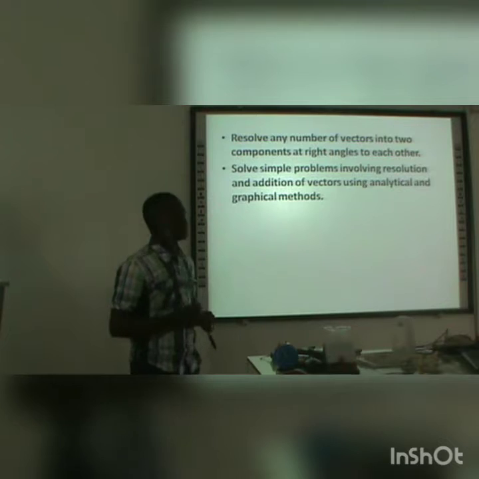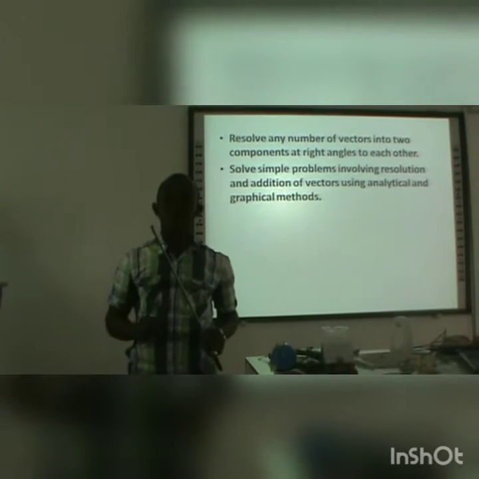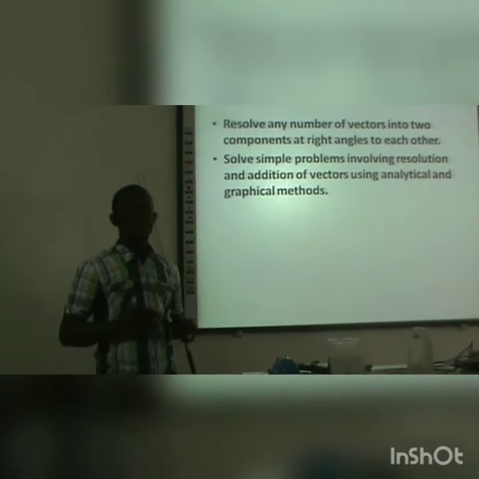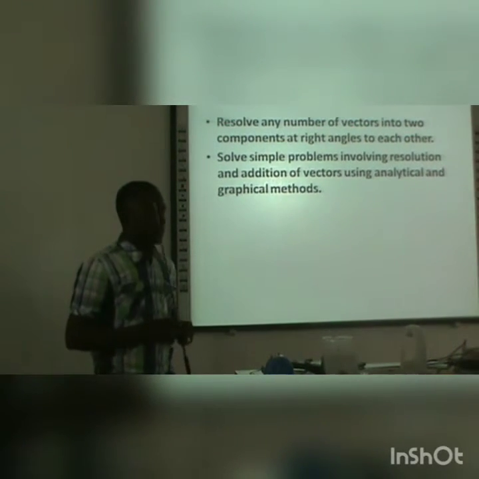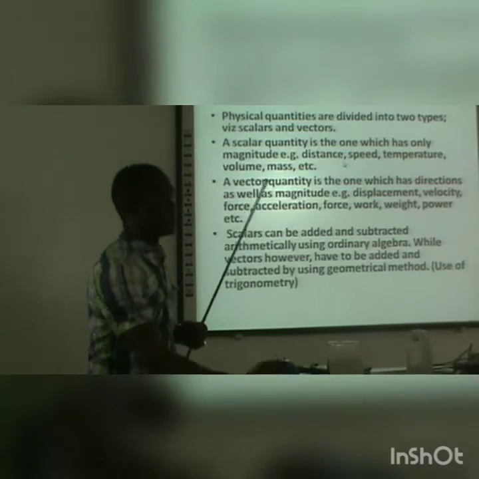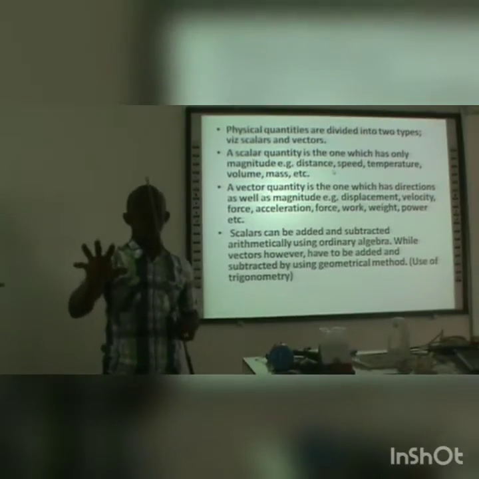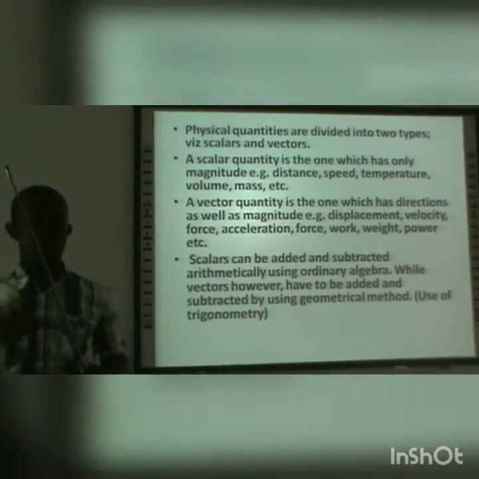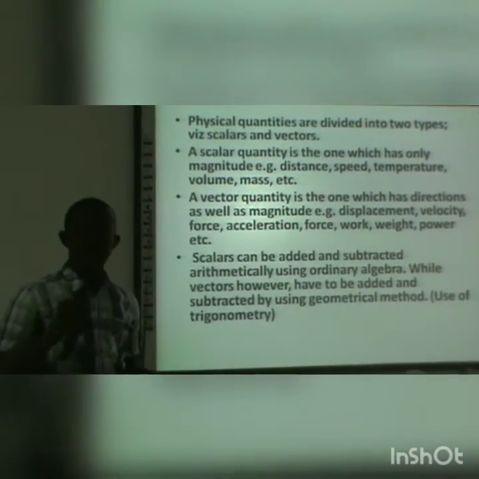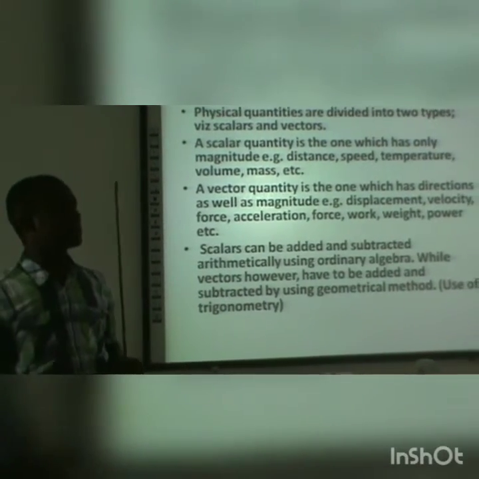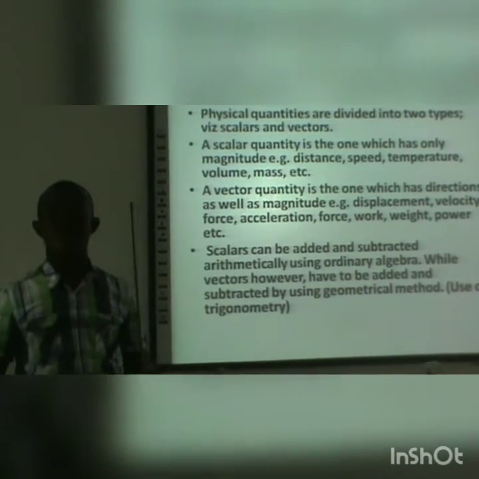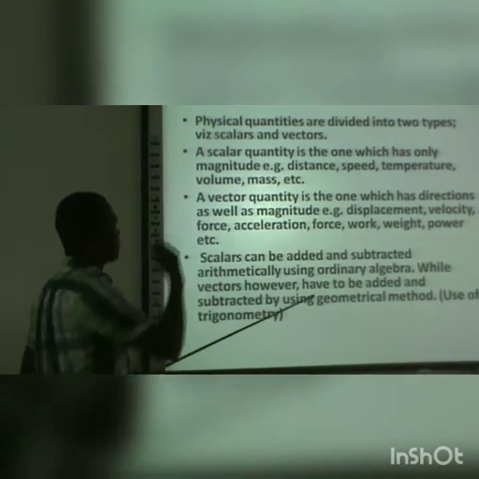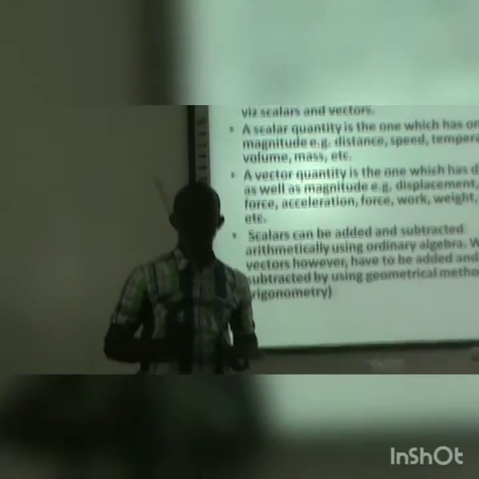Let's go into the lesson. I would like you to pay attention and follow us gradually, step by step, to the end of this lesson. What are scalar quantities? Scalar quantities are those quantities that have only magnitude. Examples: we have distance, speed, temperature, volume, mass of an object, etc.